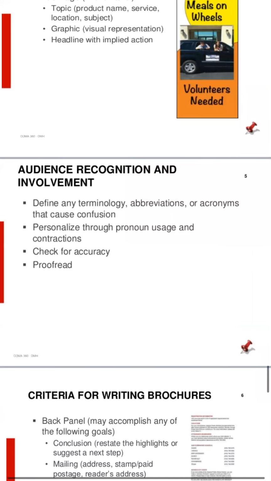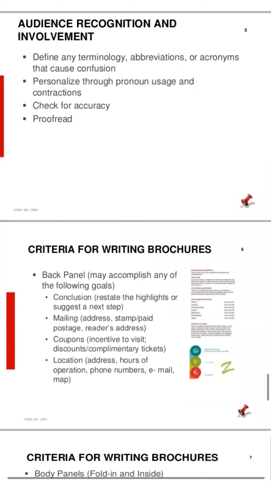Then, like for example, we have talked about the designing of that, and then we have to talk about how audience recognition and involvement will be achieved through it. Yes, this is very important to learn. Sometimes people make mistakes in brochures. They don't try to focus on the language, the statements, the phrases, and the terminologies they have used.